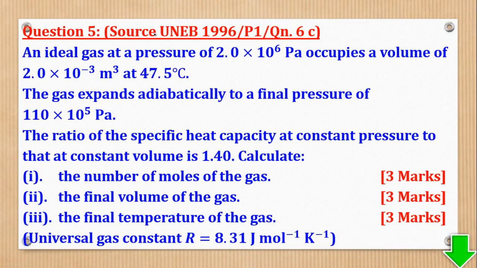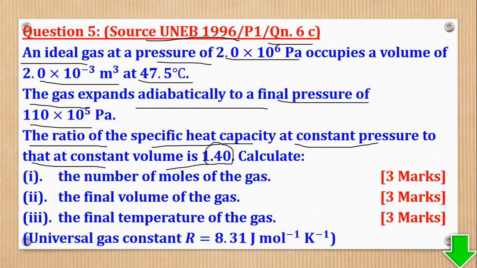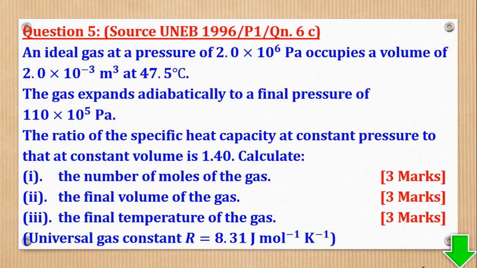Then question 5 came from UNEB of 1996, paper 1, question 6C. It says, an ideal gas at a pressure of this occupies a volume of this at 47.5 degrees Celsius. The gas expands adiabatically to a final pressure of this. The ratio of the specific heat capacity at constant pressure to that at constant volume is this. Calculate Roman 1, the number of moles of the gas. So let's start with Roman 1.